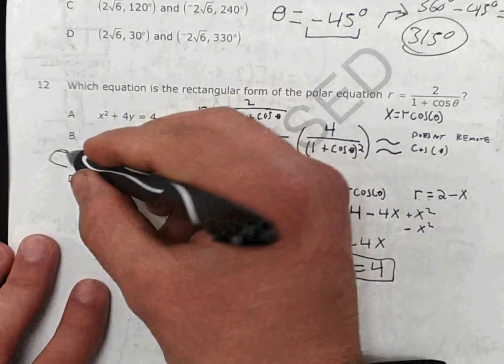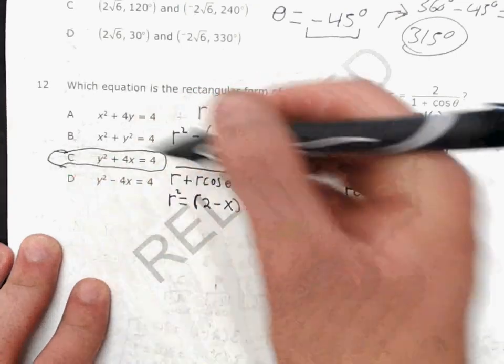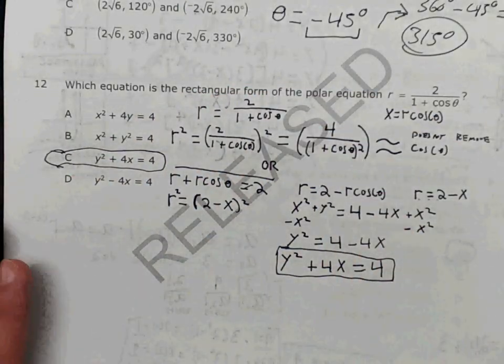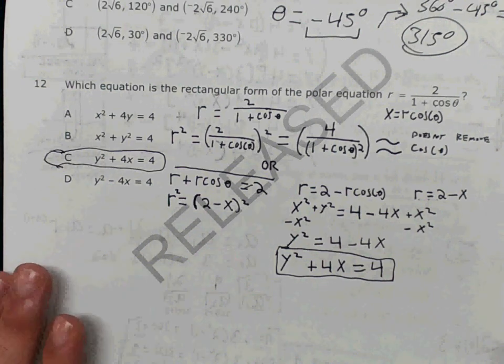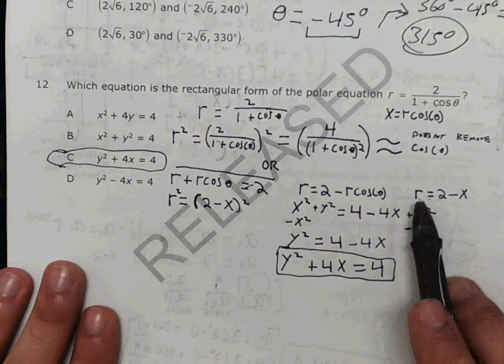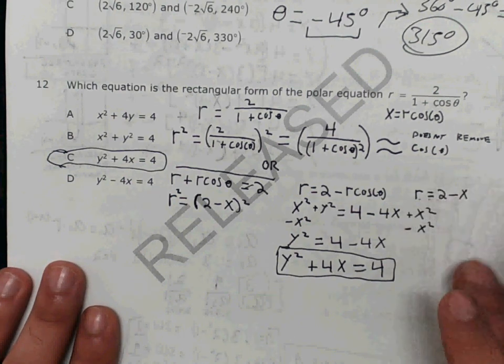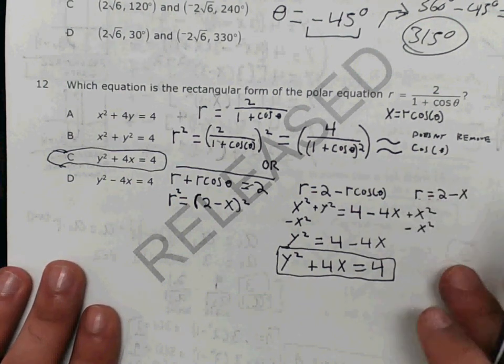That's option C. I just got that by manipulating the polar form. So this is a little bit tricky, but you just have to know how to manage polar equations.